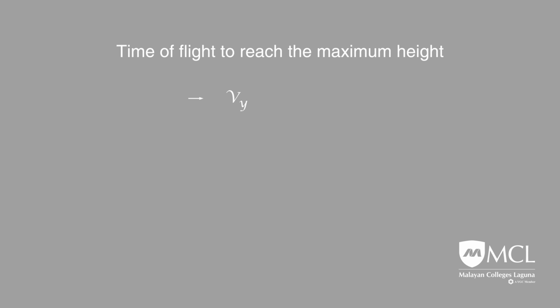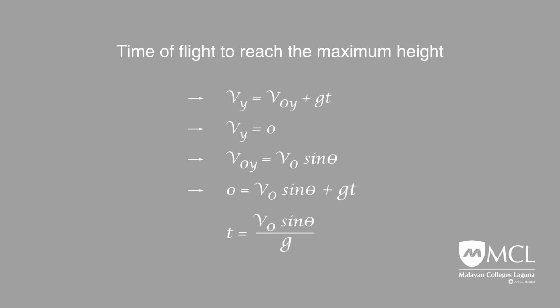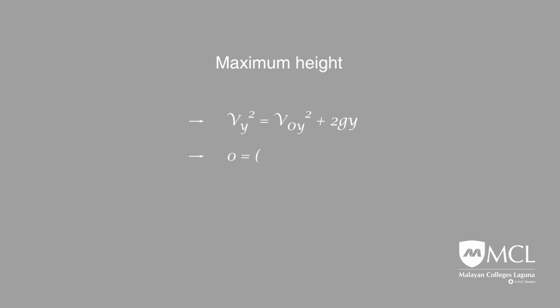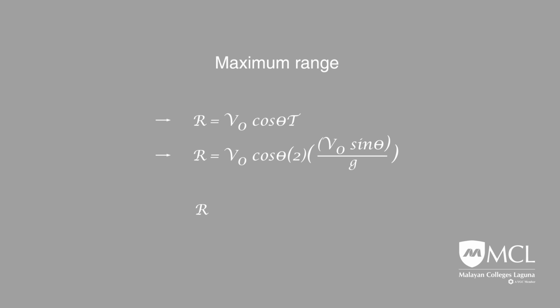To deal with problems concerning projectile motion, let us first derive the time of flight to reach the maximum height using equations of free fall motion. The time of flight to reach the maximum height is v0 multiplied by sine theta over g. The maximum height is v0 multiplied by sine theta squared over 2g. The maximum range is v0 squared multiplied by sine 2 theta over g.